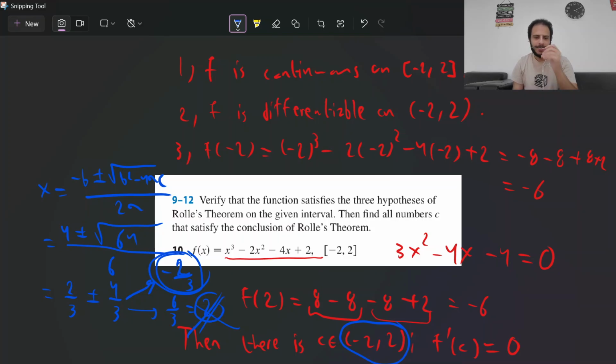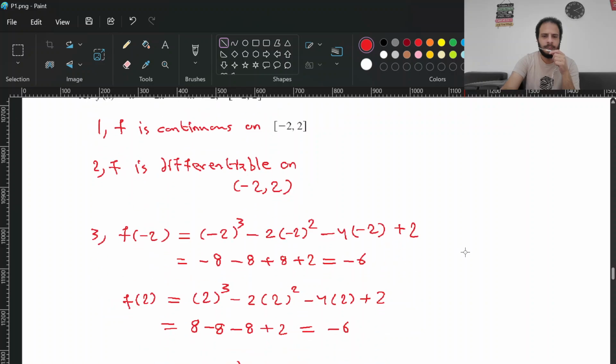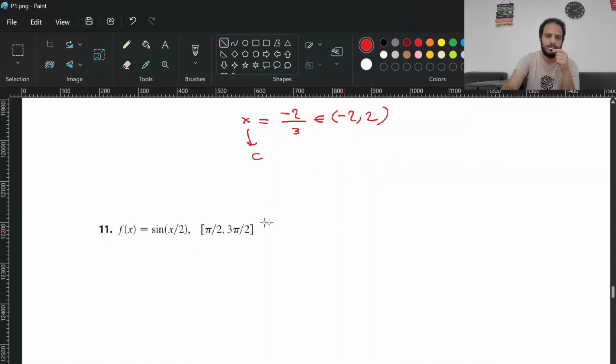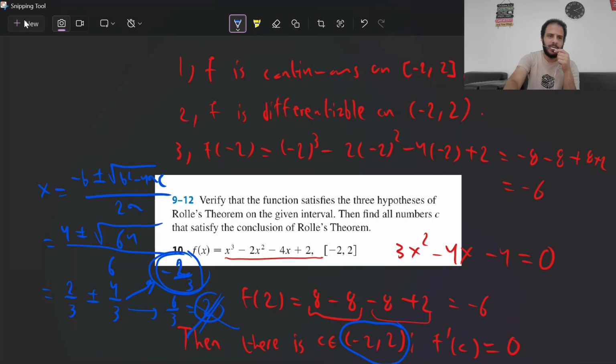Good? Now let's solve the question for mean value theorem now. You have another one for Rolle's theorem. Let's solve it to have more examples.